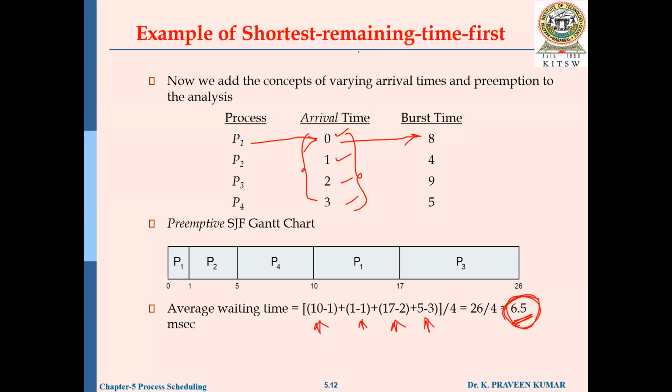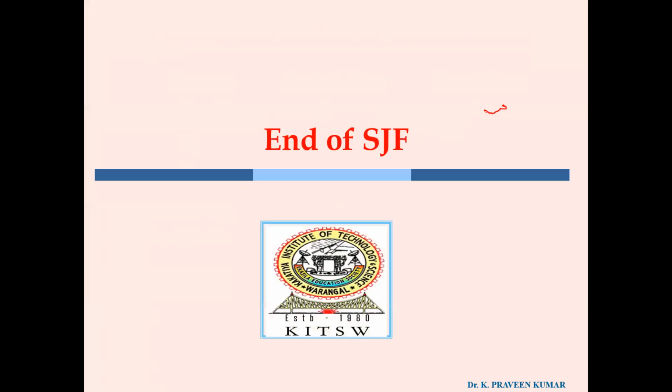So this is all about shortest remaining time first. With this, we have completed shortest job first. In the next video, we will see the next scheduling algorithm, that is the priority scheduling algorithm.